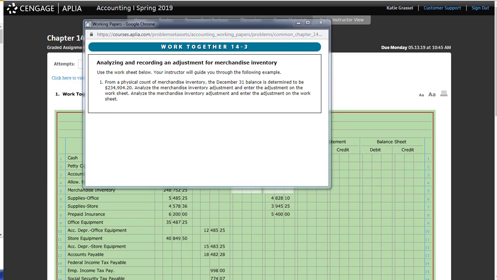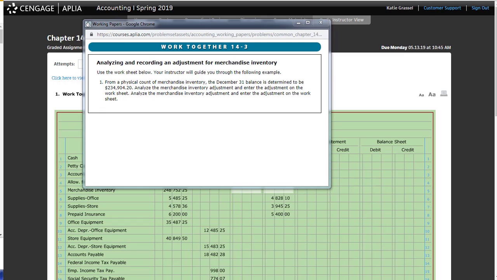Now, we have 2 different supplies accounts. We have supplies office and we have supplies store. Okay, just to clarify the difference between supplies office and supplies store. Supplies office, those are the things that have to be in the office area in order for the business to run and operate. Supplies store is going to be where the customers come in and buy stuff. So they keep track of things separately because it allows them to make better decisions on where they need to watch their expenses. So we went through and adjusted both of those.